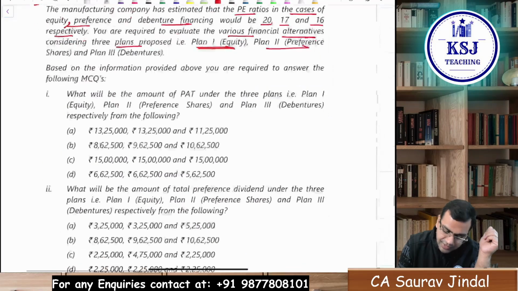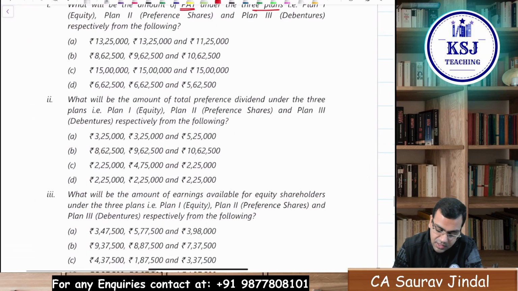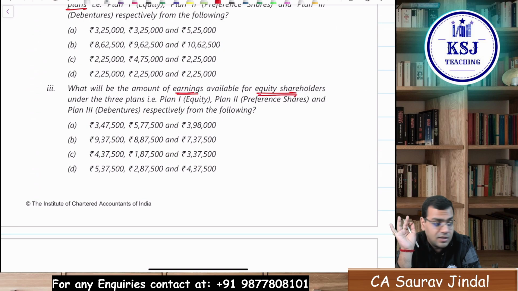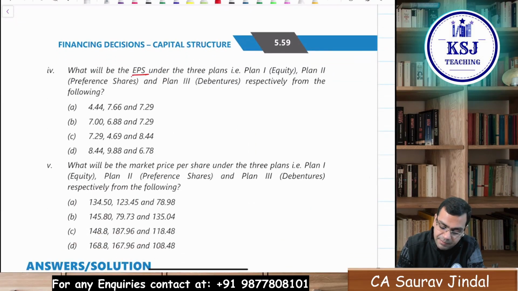So considering this, we have to find out what? We have to find out the amount of profit after tax under the three plans. We have to calculate the total preference dividend under the three plans. And we have to calculate the amount of earnings available for equity shareholders, that is your residual earnings under the three plans. Then you have to find out the EPS under the three plans. You have to find out the market price per share.